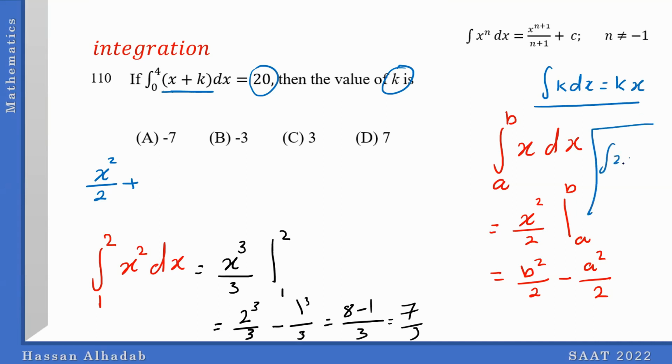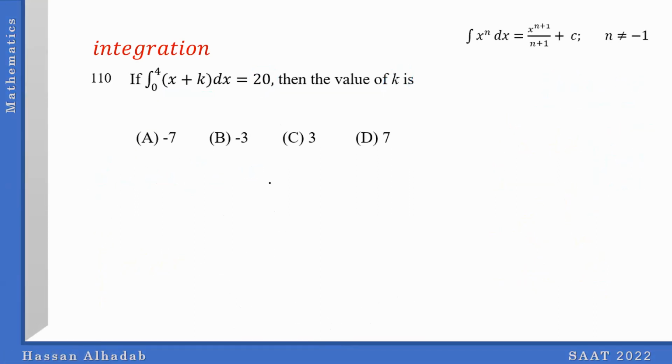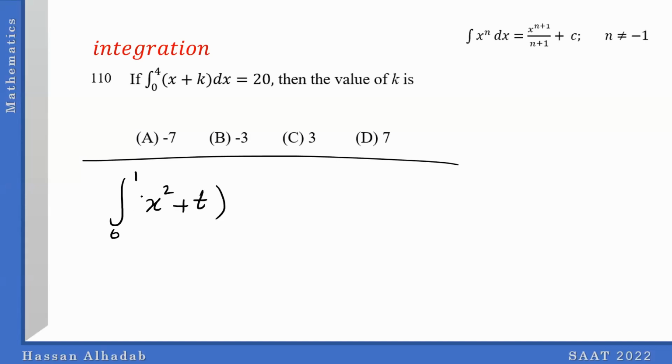What's the integration of 2? Isn't it just 2x? And k is a number, so this is going to be kx. And this is from 0 to 4, and has to be equal to 20. Make sense? Here is a problem I'm going to give you: the integration from 0 to 1 of x squared plus t dx is equal to, let's say, 7. So what's the value of t?